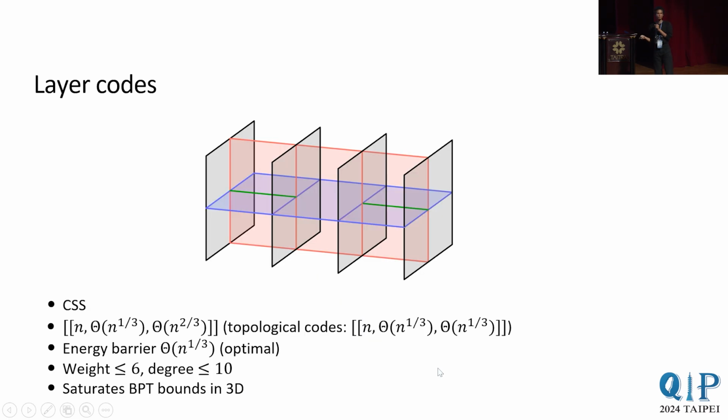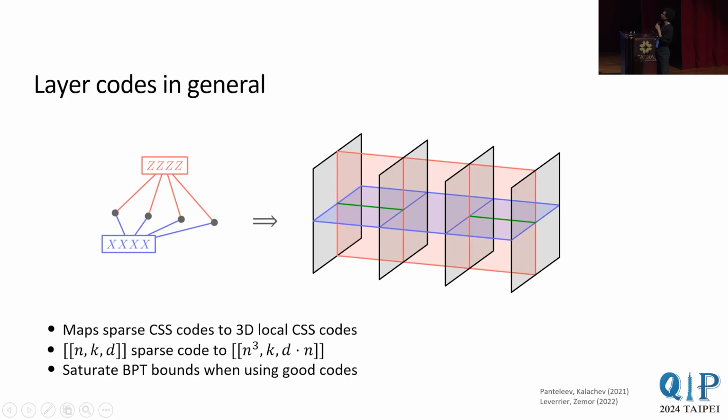Great. So layer codes, what do they look like? They look like that. They're CSS codes. They have these parameters: this is n, this is k, this is the distance. You can compare them with the parameters of topological codes in 3D. They have something called an energy barrier. I'm not going to expand on what it is, but just know that it is optimal, and the weight of the code is upper bounded by a constant, the degree as well, and they do saturate the BPT bounds, which is what interests us here.